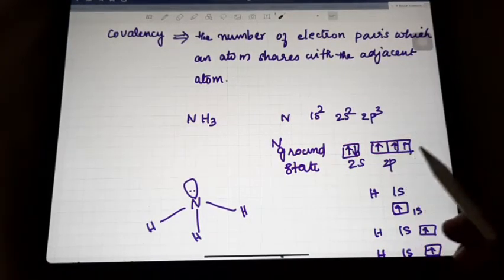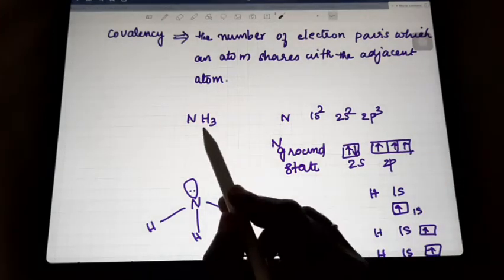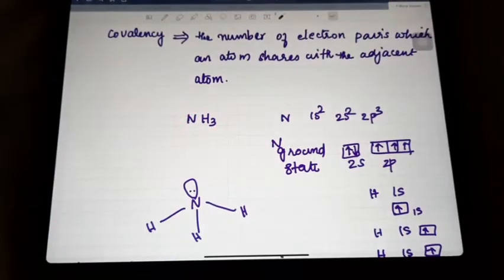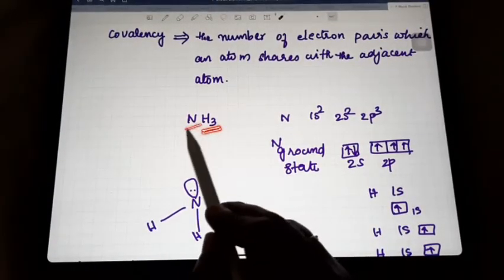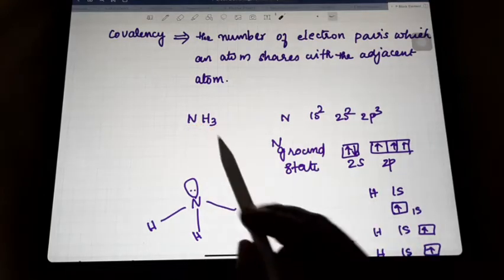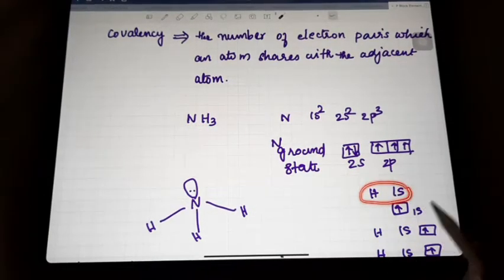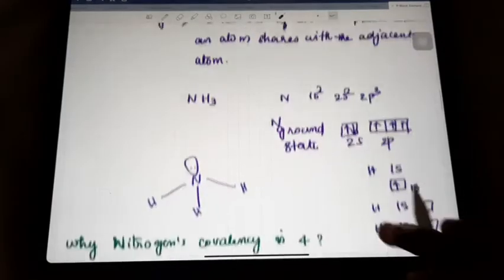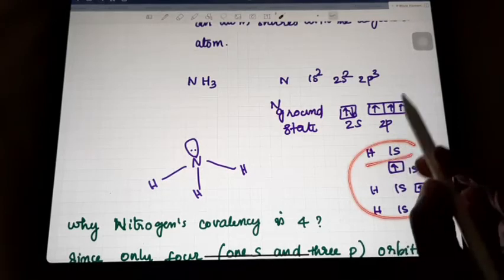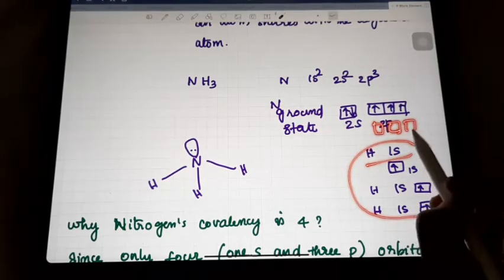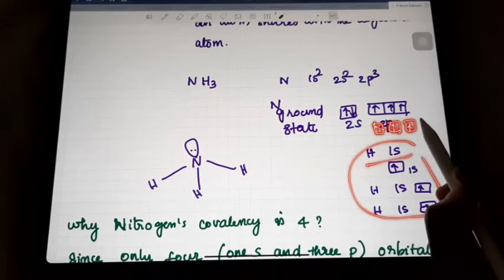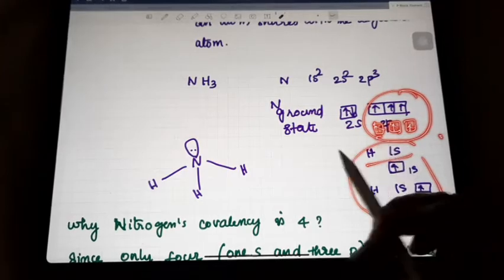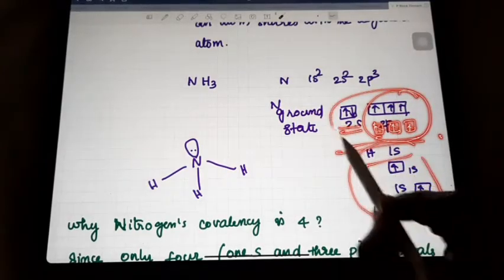Here there is no need of an excited state, because when we consider NH3 covalent bond formation, 3 hydrogens are also involved in this bonding. Each hydrogen, you know that one is the atomic number, so there is only a 1s orbital, with 1 electron in each. So likewise 3 hydrogens. Each hydrogen makes a bond with the half-filled orbitals of nitrogen. But this 2s also is involved in that bonding.